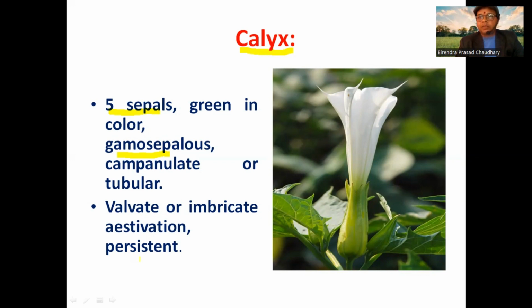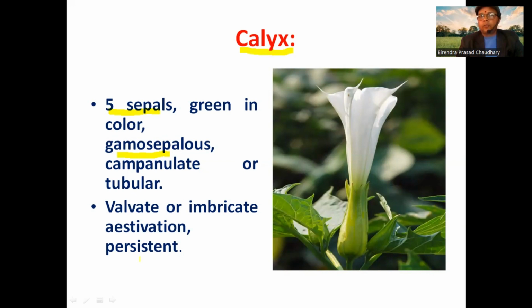In other plants, in many families, the calyx falls down after fertilization, but in this family, after fertilization also, the calyx remains, or the sepals remain along with the fruits. So this type of calyx, which can persist, means which can remain, continue without shedding after fertilization too, is called persistent calyx.